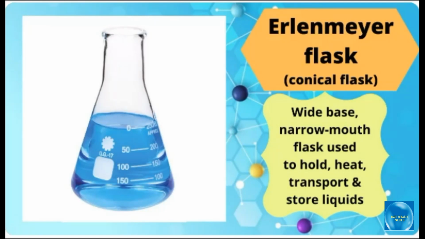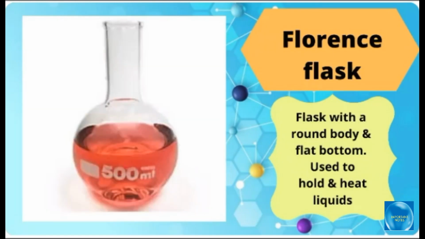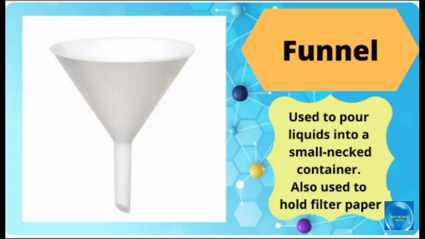It has a wide base and a narrow mouth, and it is used to hold, heat, transport, and store liquids. Evaporating dish, used to recover dissolved solids by evaporation. Florence flask, flask with a round body and flat bottom, used to hold and heat liquids. Forceps, also known as tweezers, for picking up or moving very small items in lab or during dissection.